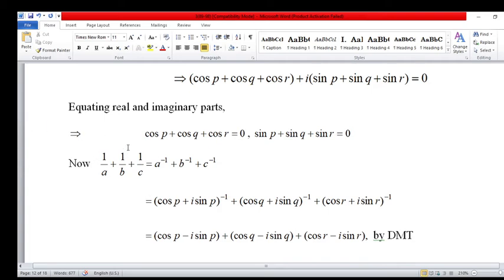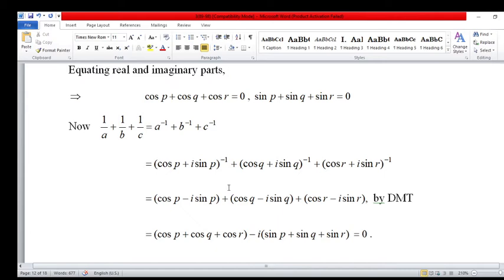Now 1 upon a plus 1 upon b plus 1 upon c. 1 upon a can be written as a inverse, 1 upon b as b inverse, 1 upon c as c inverse. Now substitute the value of a: cos p plus i sin p inverse, cos q plus i sin q inverse, and cos r plus i sin r inverse. Now apply De Moivre's theorem. Cos minus p means cos p, sin minus p means minus sin p. So this is converted into cos p minus i sin p.